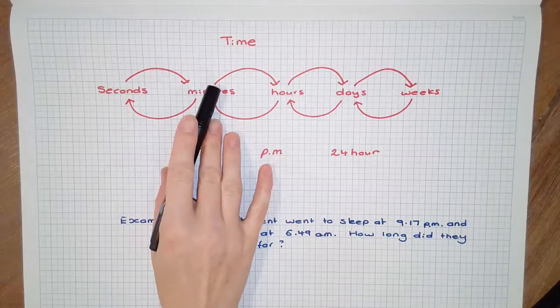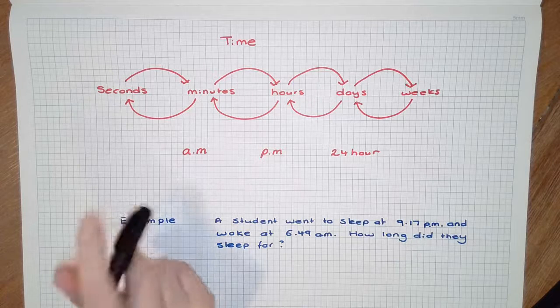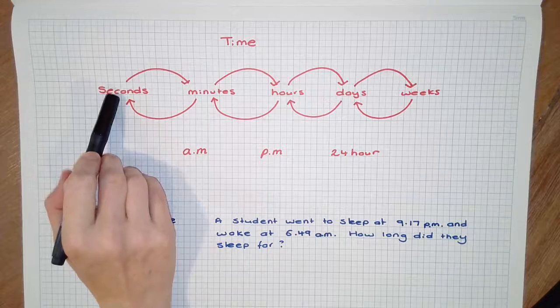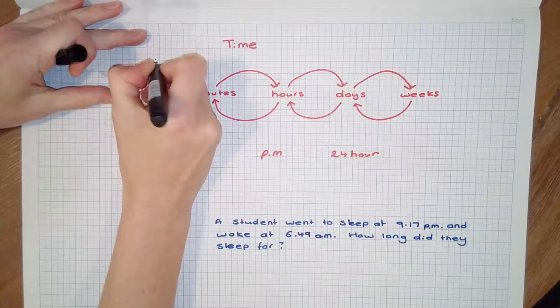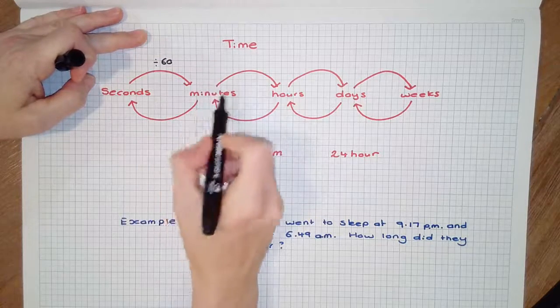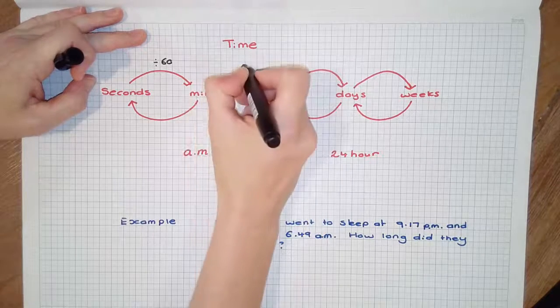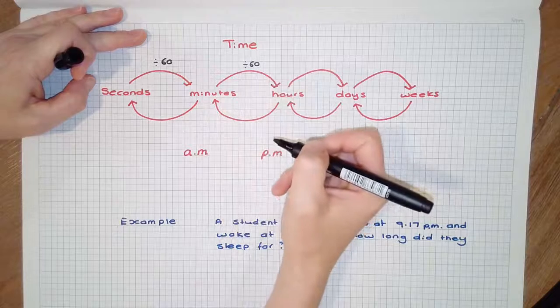In this video, we're going to have a look at time. Time is different from other measurements because it is not based on powers of 10. Say we had a certain number of seconds and we wanted to know what that was in minutes. We would divide by 60 because there's 60 seconds in a minute. Again, if we had a certain number of minutes and we wanted to know what that was in hours, we would take the minutes and divide by 60 because there's 60 minutes in an hour.